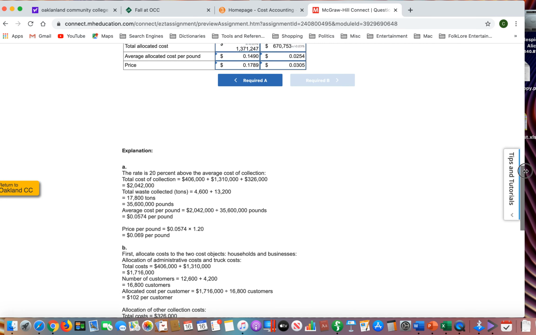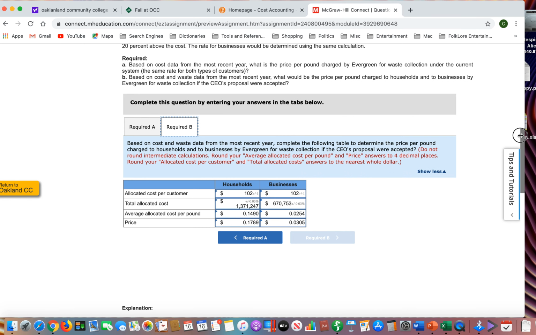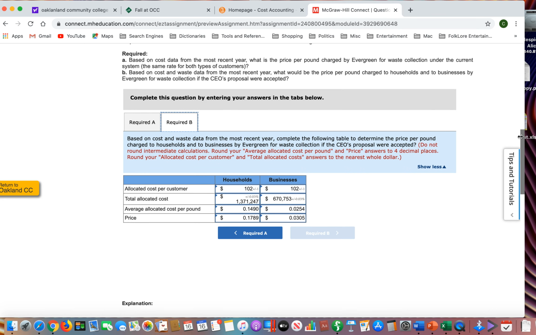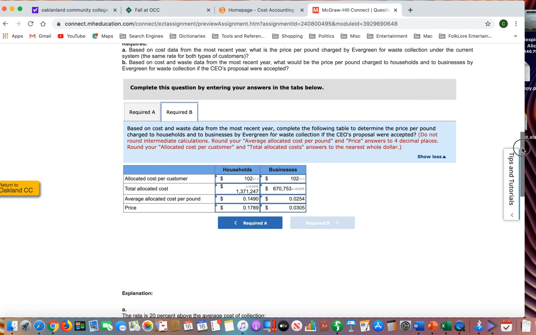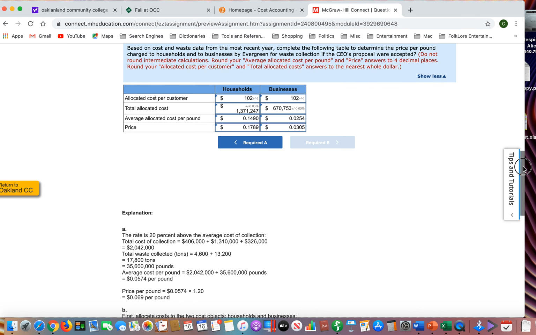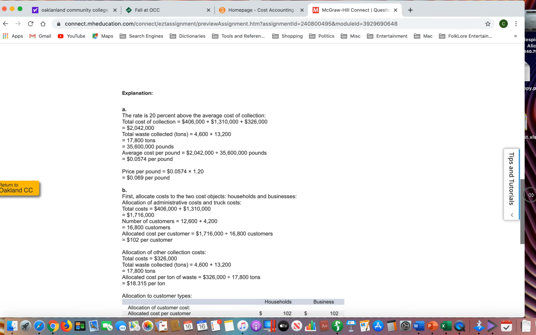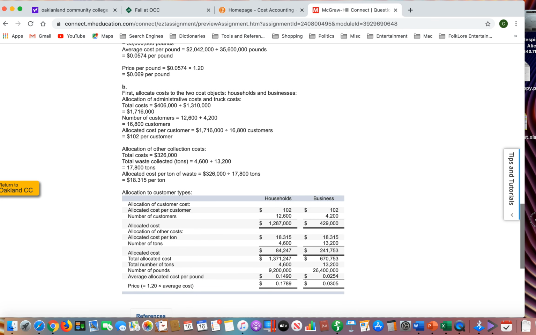this is very involved, and here are the answers to the B portion. That is, on the new pricing schedule, what would the price per pound be? You notice that now the price for business would be 3 cents a pound, which undercuts the new competition that may come in, but they charge the household much more. I mean, almost 3 times as much. Now, how do they get these numbers here? Well, as you can see here under B, they went through a number of steps.